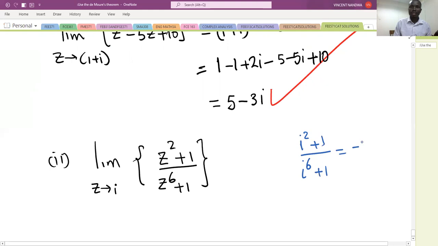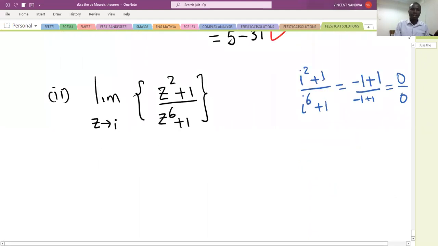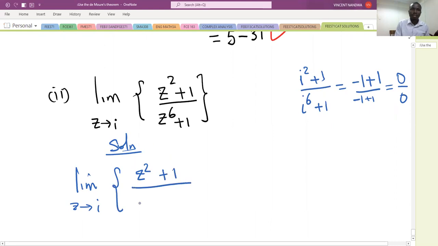And i squared is negative 1, so plus 1, and i to the power 6 is minus 1, plus 1. So we get 0 over 0, an undefined expression. So that means direct substitution will not help us. But observe that this limit can be seen as z squared plus 1 over z to the power 6.